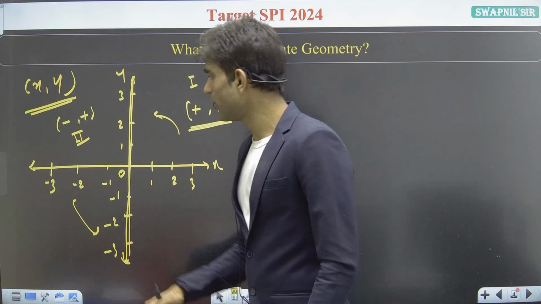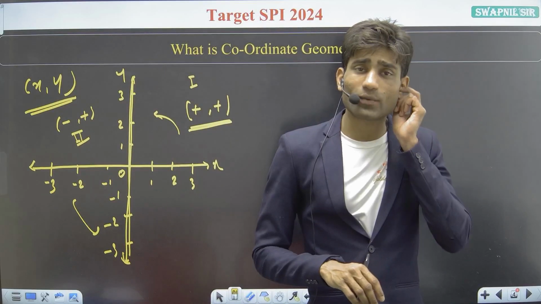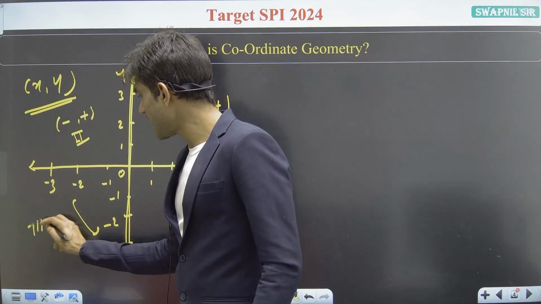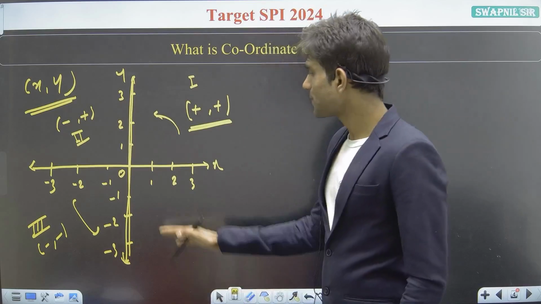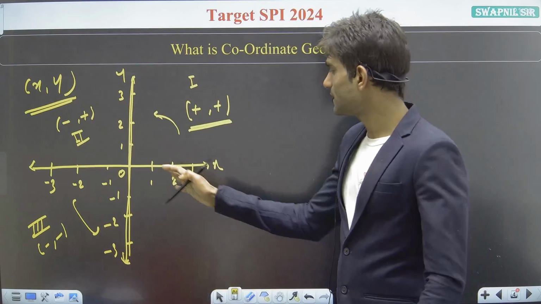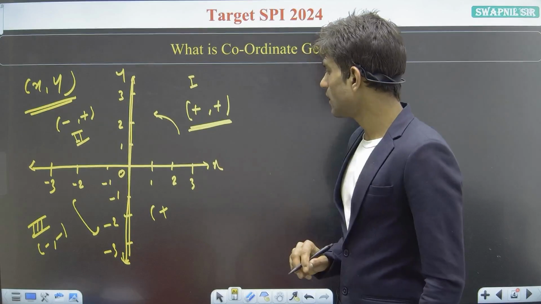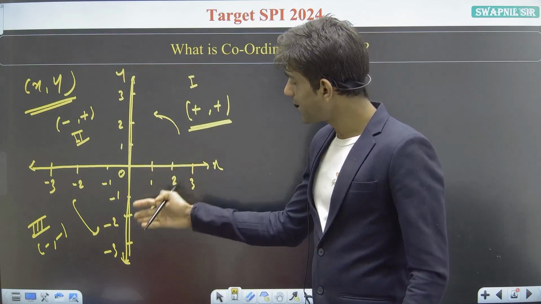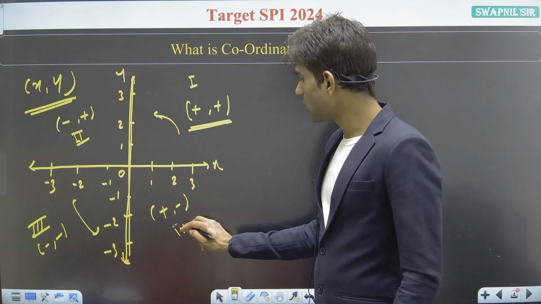In the third quadrant, x is negative there, and y is also negative. In our third quadrant, x and y both are negative here. In our fourth quadrant, x is positive here. All the numbers which go along the x axis to the right give us the positive sign, and the downside goes to the negative sign here. This one is the fourth quadrant.